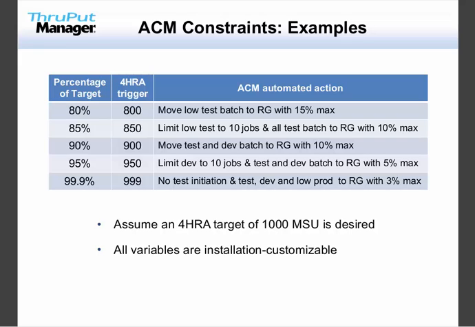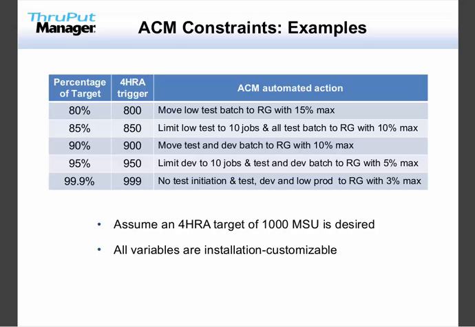That's what these percentages are, 80, 85, 90%. Now, those are customizable percentages, by the way. You don't have to start at that particular number. You can set your number. But in this example, 80% equals 800 MSUs. So what that means is, before I reach my limit, at 800 MSUs in a 4-hour rolling average, I'm going to start taking some action.